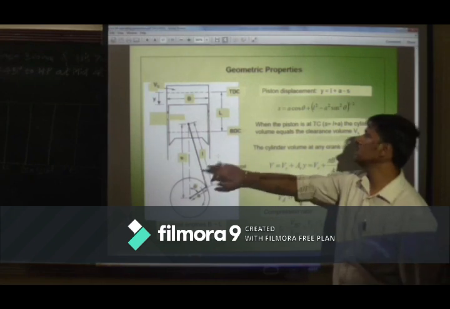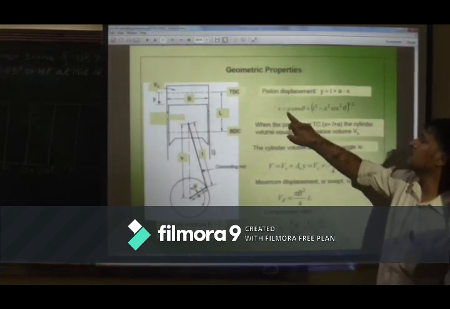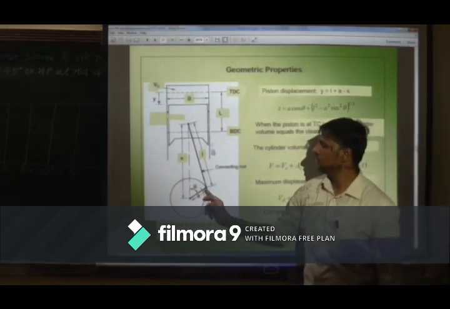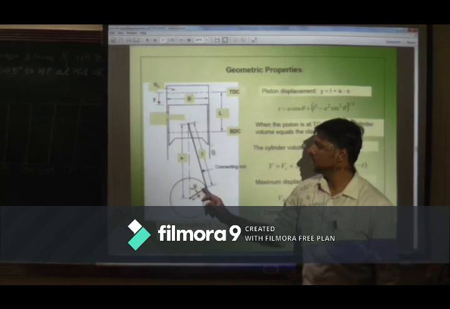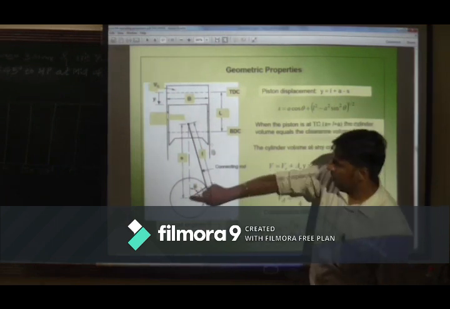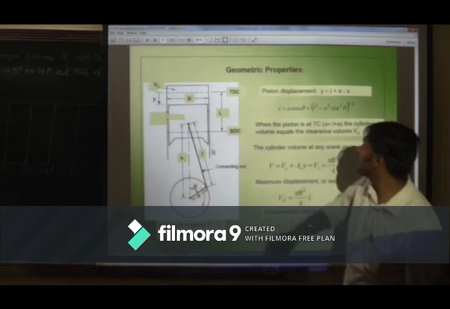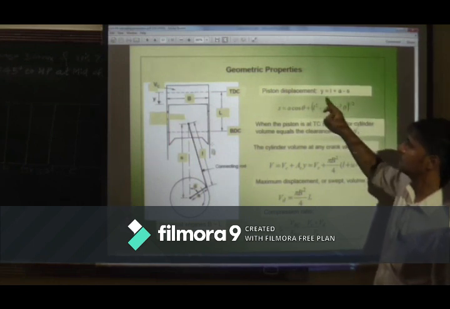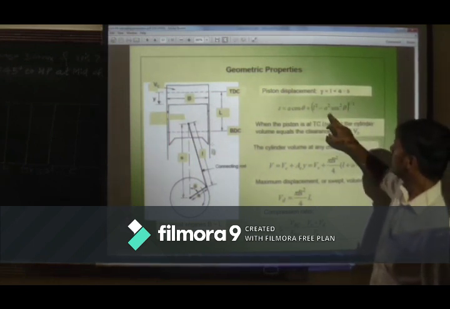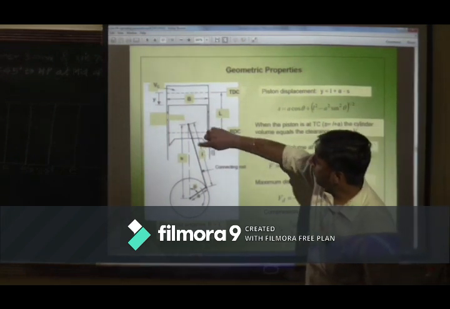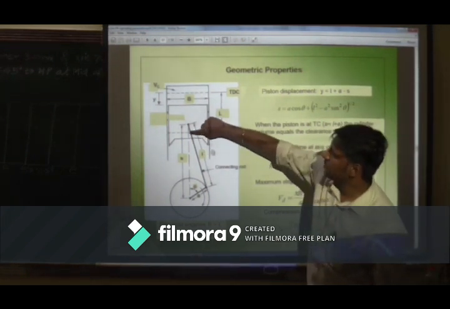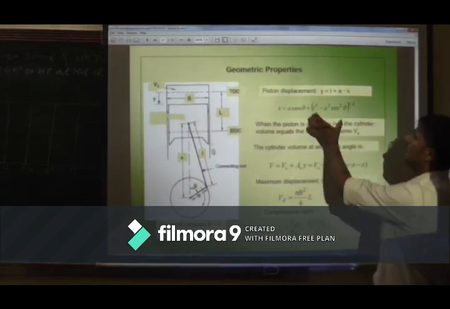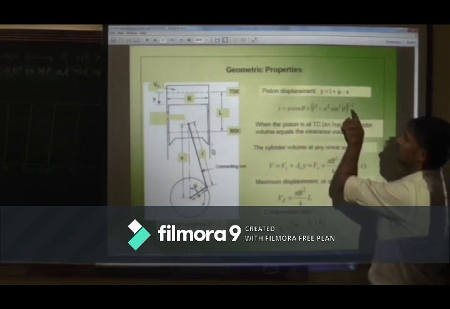If you have to calculate S, there is again one formula. S is equal to A cos theta plus the square root of L square minus A square sin square theta. A cos theta is the component of this A on this line. This much will be A cos theta. They have used the Pythagoras theorem here and calculated L cos theta 1, where this is theta 1. So that will be the root of L square minus A square sin square theta.